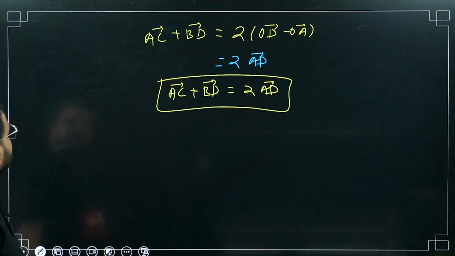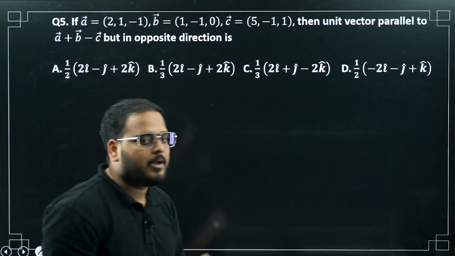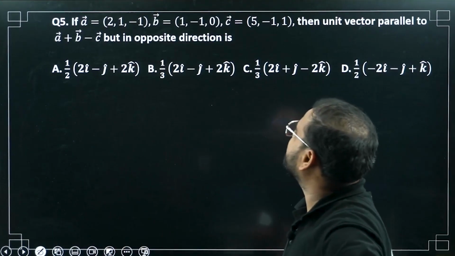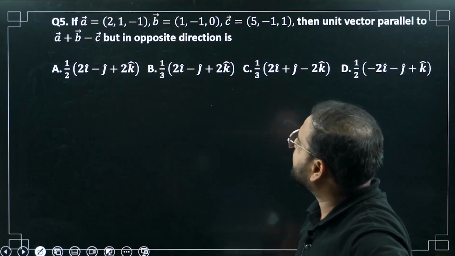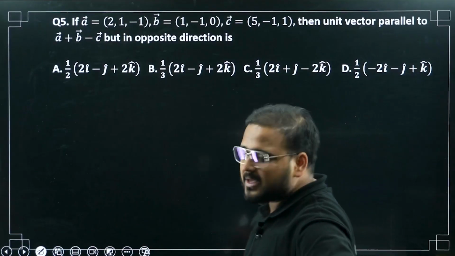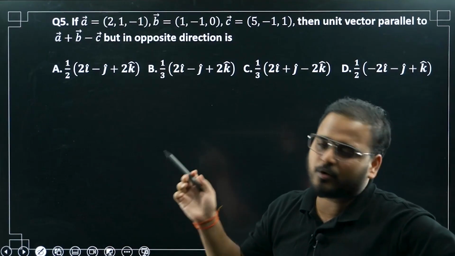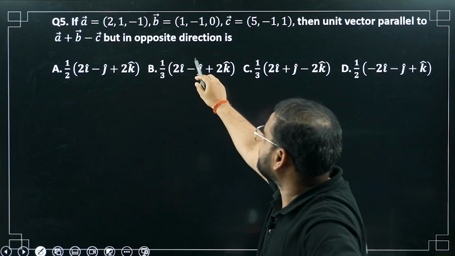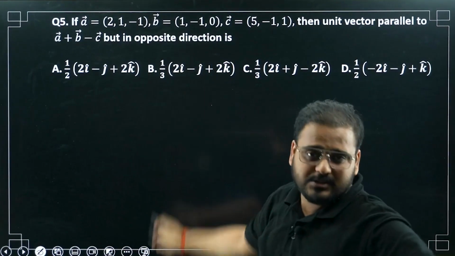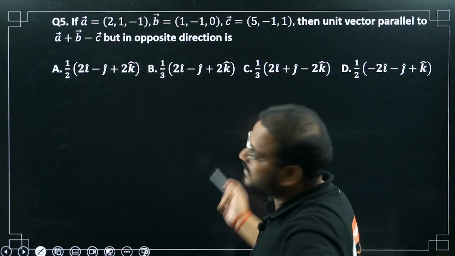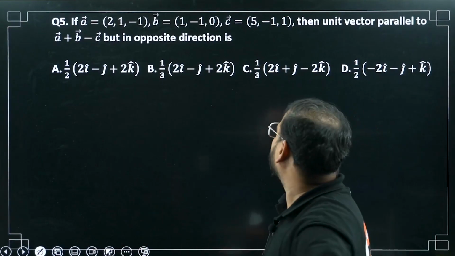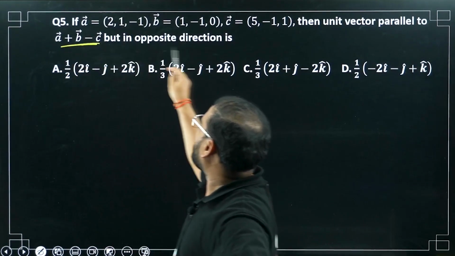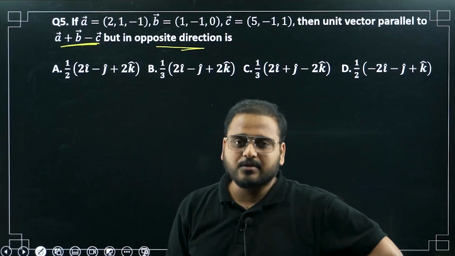Yes. Question number 4. If vector A is 2i cap minus... they have given the coordinates, I can write as position vector also: A is 2i cap plus j cap minus k cap, B as i cap minus j cap plus 0 k cap, and C as 5i cap minus j cap plus k cap. Then a unit vector parallel to this but opposite direction.